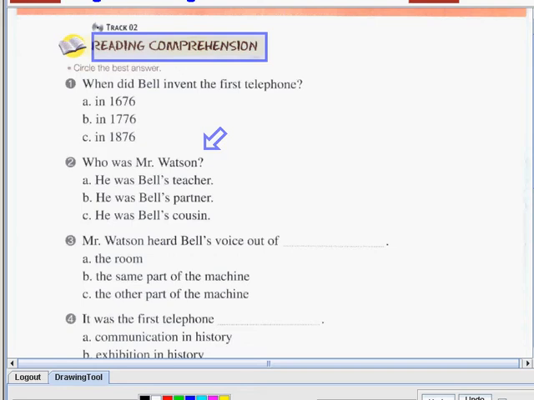Next is number 3. Mr. Watson heard Bell's voice out of blank. Is it A, the room, B, the same part of the machine, or C, the other part of the machine? What do you think is the best answer?